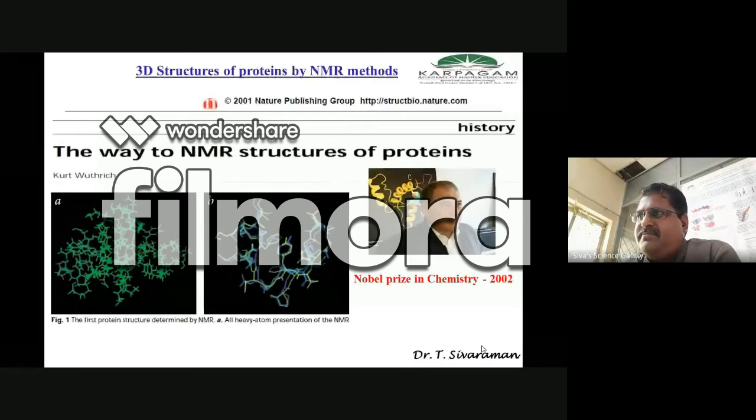In this slide, I'm showing the three-dimensional structure of BPTI, bovine pancreatic trypsin inhibitor. That is a protein. BPTI is the first protein whose structure was elucidated using NMR techniques. The structure was determined by Kurt Wüthrich and his team, and he received the Nobel Prize in Chemistry in 2002 for his monumental contributions towards NMR of proteins. So NMR is one of the two techniques to determine the structure of macromolecules.